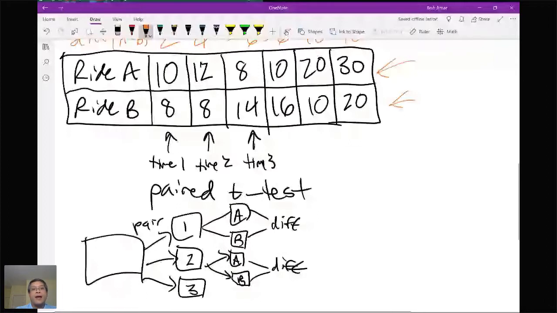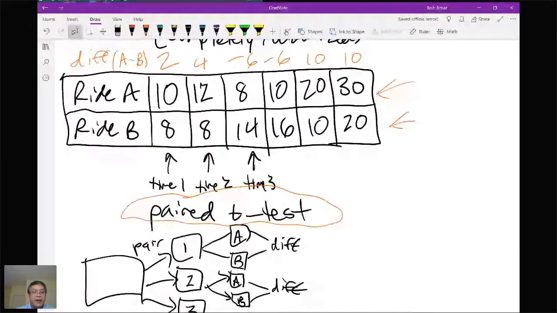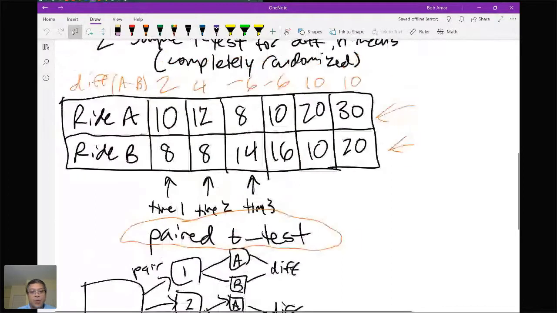Now, I want to point out that you might collect this data as a result of this set of ride data that's sitting in this table. You might collect this data just by 2 random samples, right? So if I had collected ride A just by going at 6 random times, and then I collected ride B by going at 6 completely different random times, then that wouldn't be a paired t-test. Here you'd be talking about a more completely randomized design that would require you to use a 2 sample t-test for a difference in means. So hopefully that makes sense.